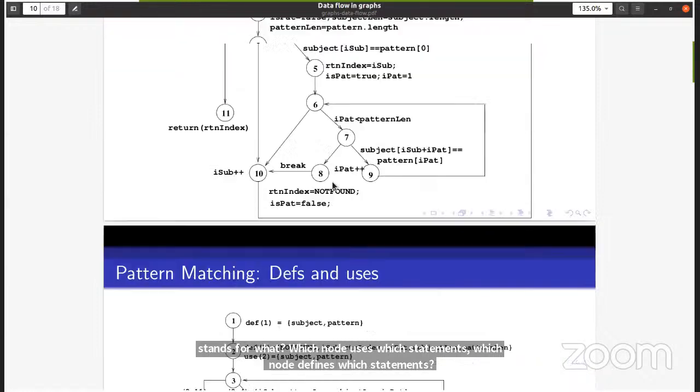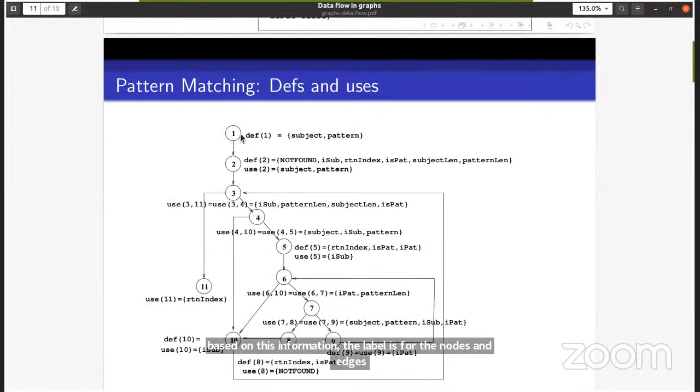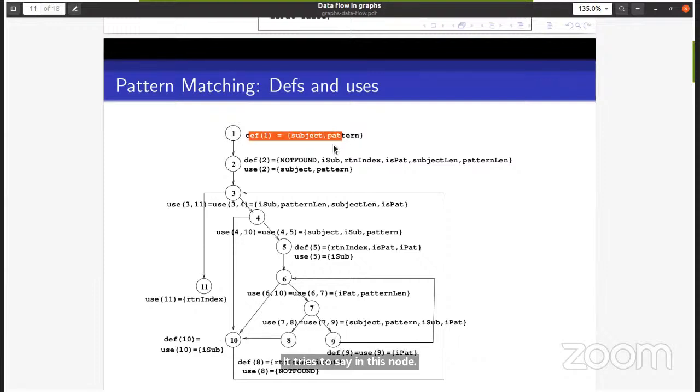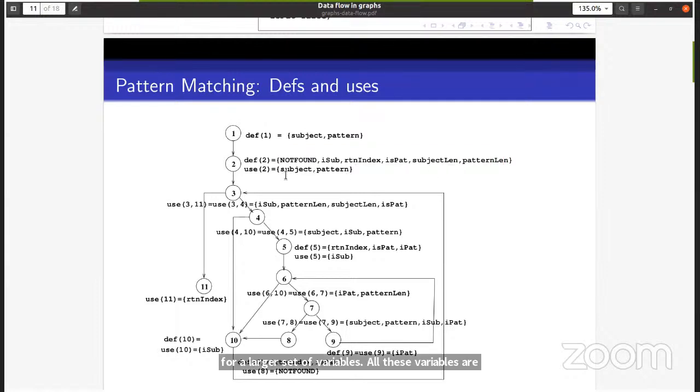So what data flow does is, based on the labels for the nodes and edges, it tries to say in this node, these are the variables that are defined. So how do you read a line like this? The definitions at node 1 are for the 2 variables, subject and pattern. The definitions at node 2 are for a larger set of variables. All these variables are defined at node 2. And to define these variables, the variables already defined in node 1, subject array and pattern array, are used.